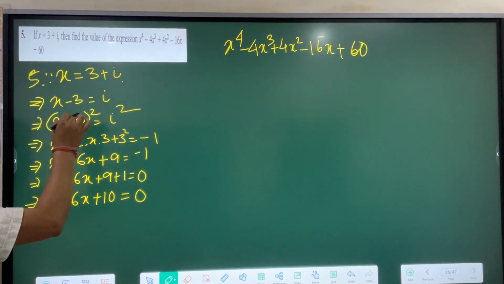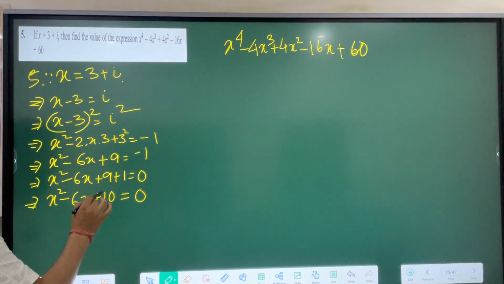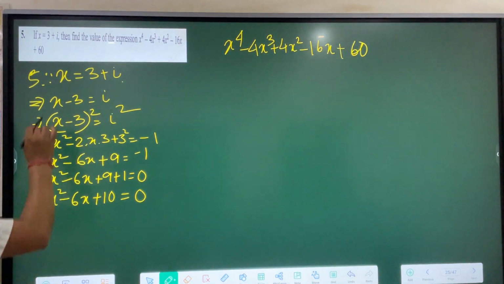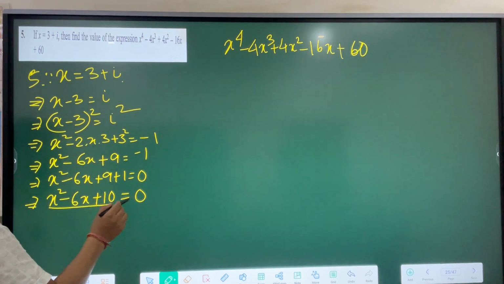What I had done previously and erased, that also we could have done this way and got this much only, but that was a little longer process. So this 3, if we take to this side and square both sides, it will be easy for us. So this is what we have got: x square minus 6x plus 10 equals to 0.